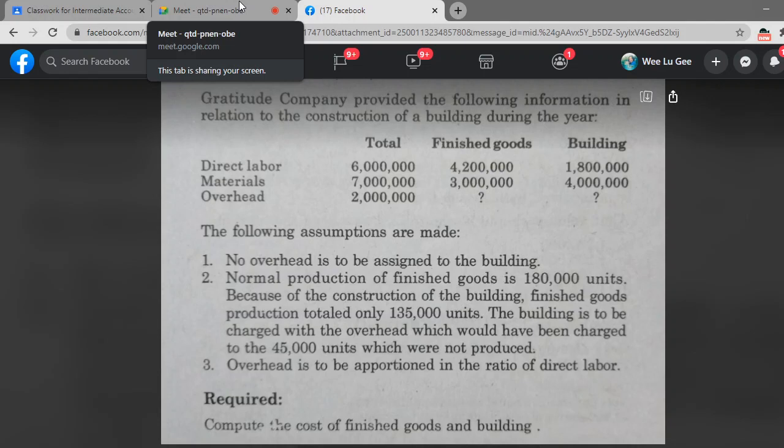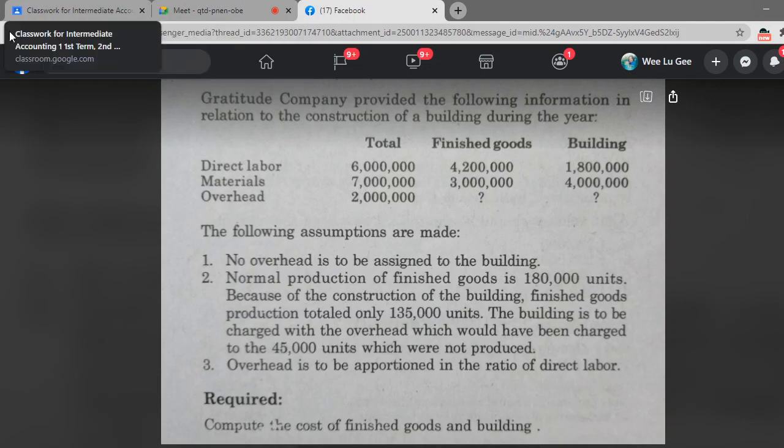Okay. We are to prepare journal entries for the first year to record each independent government grant.